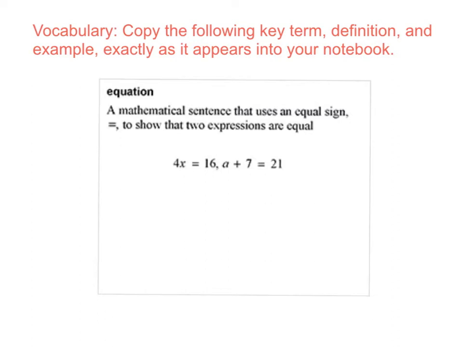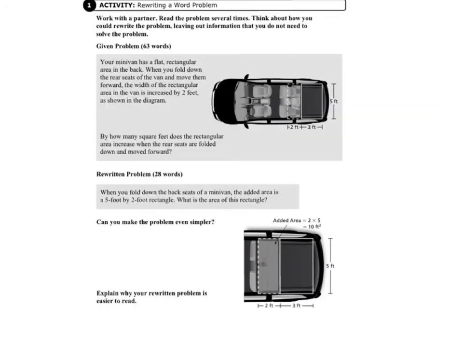Copy the following key term, definition, and example exactly as it appears into your math notebook. An equation is a mathematical sentence that uses an equal sign to show that two expressions are equal. Today we'll be working on page 151 in your Record and Practice Journal. Activity 1, Rewriting a Word Problem.